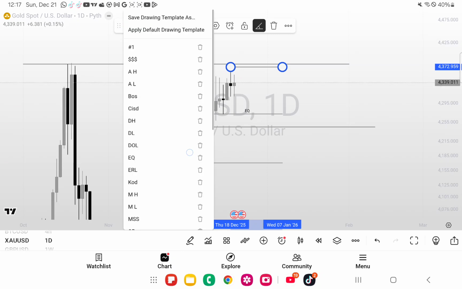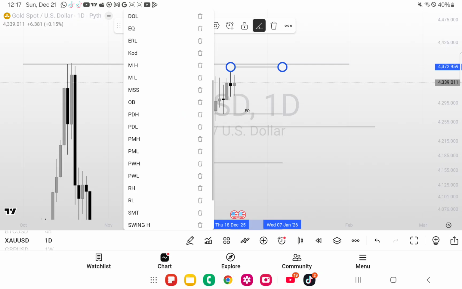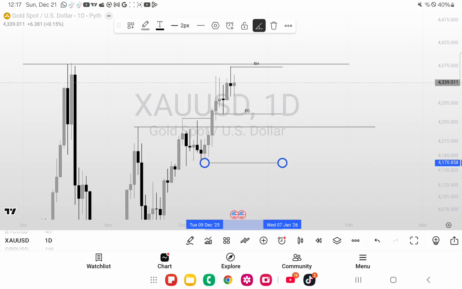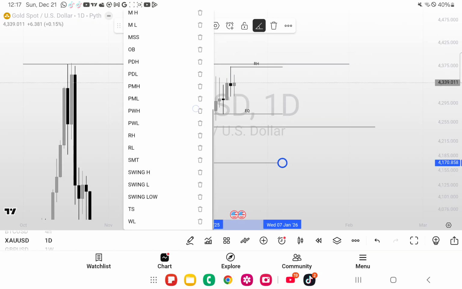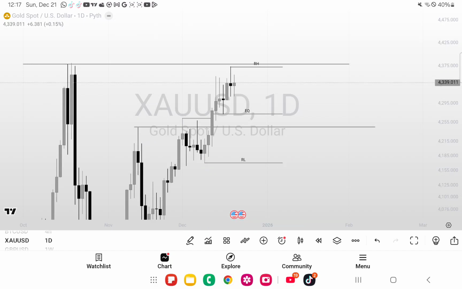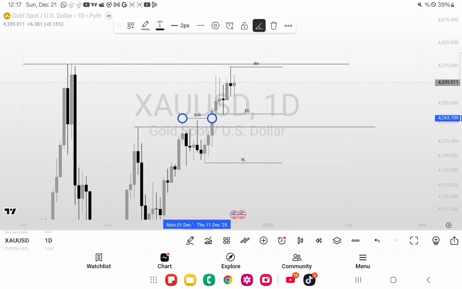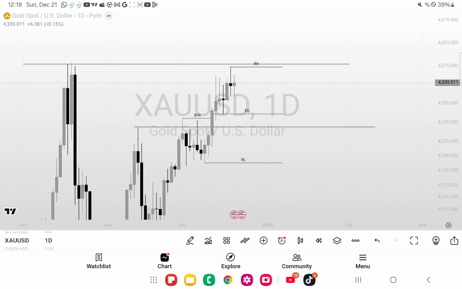This is our high. This is our range high, and this is our range low. So we are currently within this range, and this is our break of structure to the upside. So now we are currently trading within this range, and within this range we are looking for buy opportunities. So now we have to identify the points of interest located inside this range, especially in the discount, because we are looking for buy opportunities.